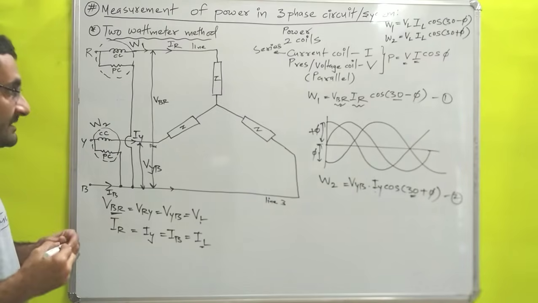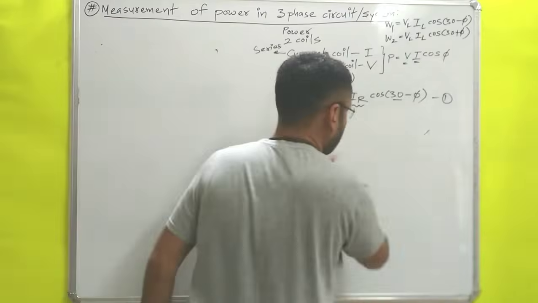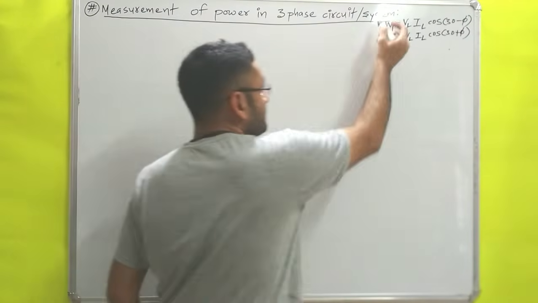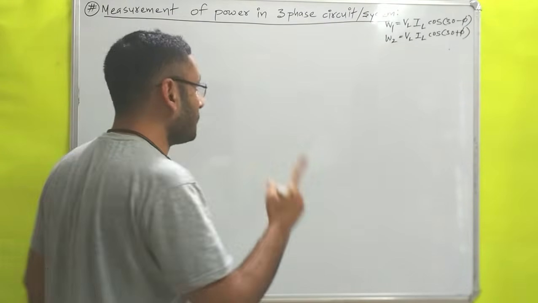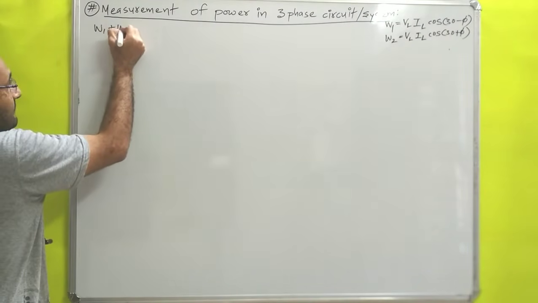Now, next, what we will discuss: we are getting these two equations. So first of all, what we will do is go for W1 plus W2.